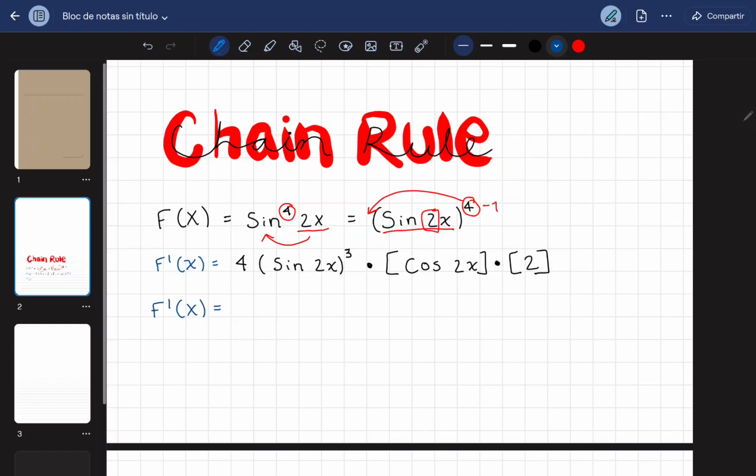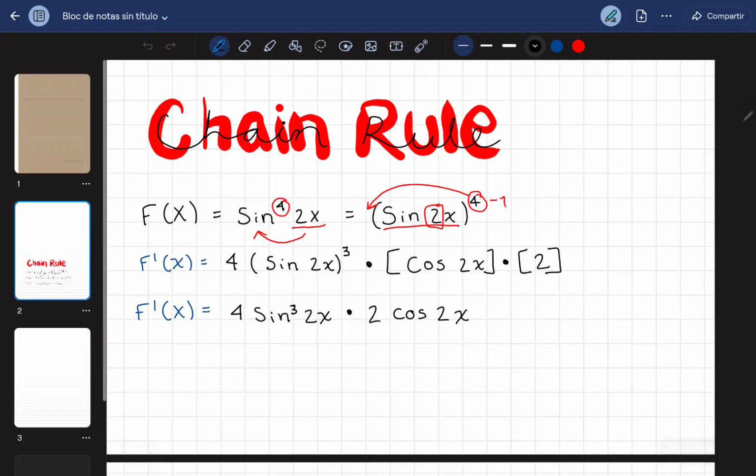And if we multiply and apply algebra and everything, this is going to look like this. So we have 4 sine cubic of 2x. Remember that the power goes in the middle, times 2 sine of 2x. And this in here will be our final answer.